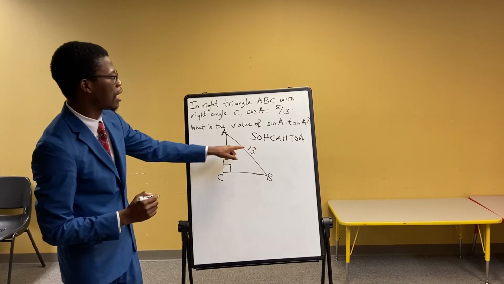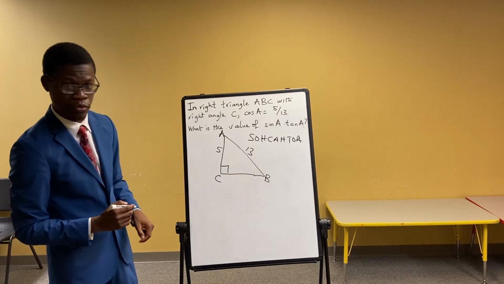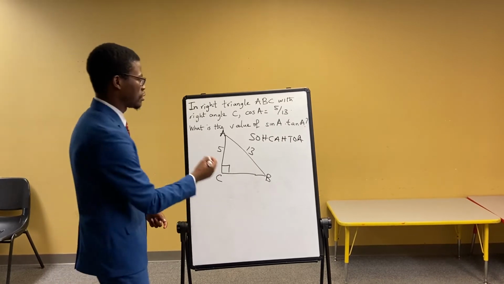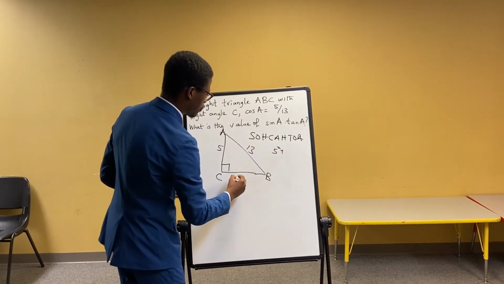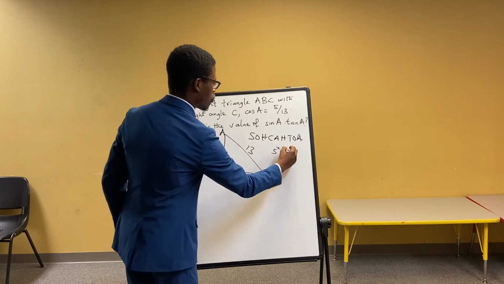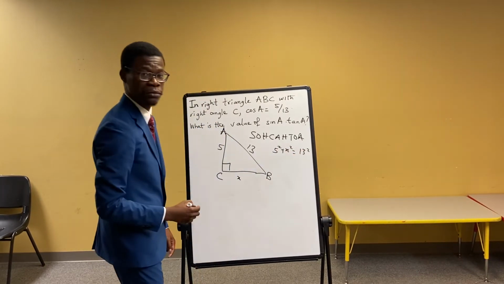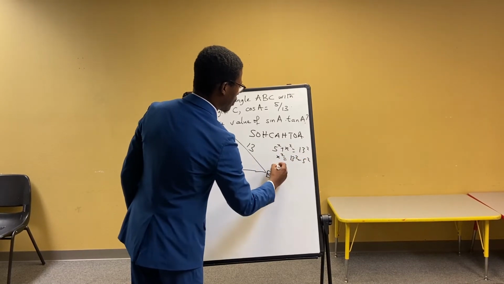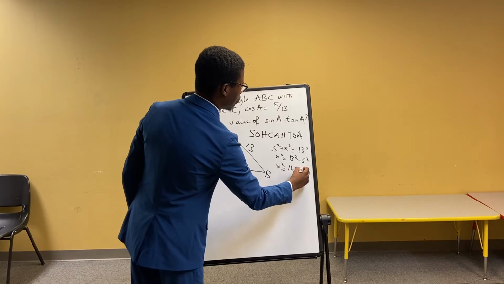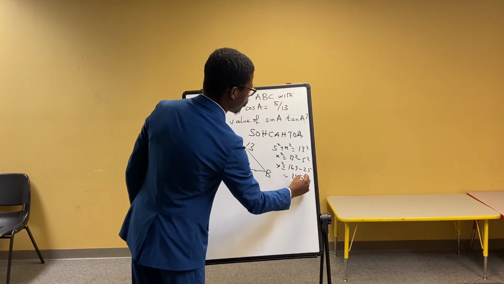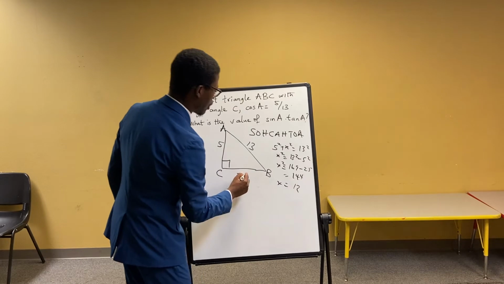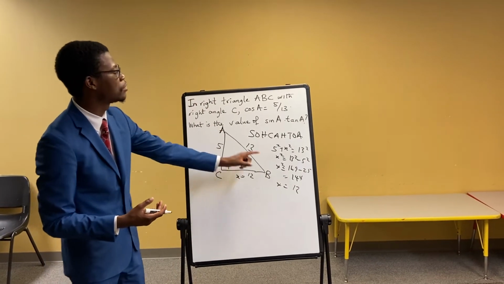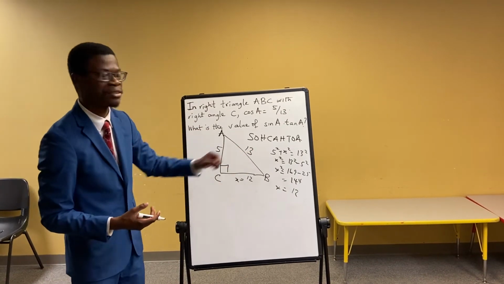So if this is 5 and this is 13, what is this one? We can get this one by using the Pythagorean theorem, where it says 5 squared plus, let's call this x, x squared equals 13 squared. So x squared is what? 13 squared minus 5 squared. x squared is 169 minus 25, which is 144. That means x is what? 12. So this side here is 12. We now have all the sides of our right triangle: 5, 12, and 13.